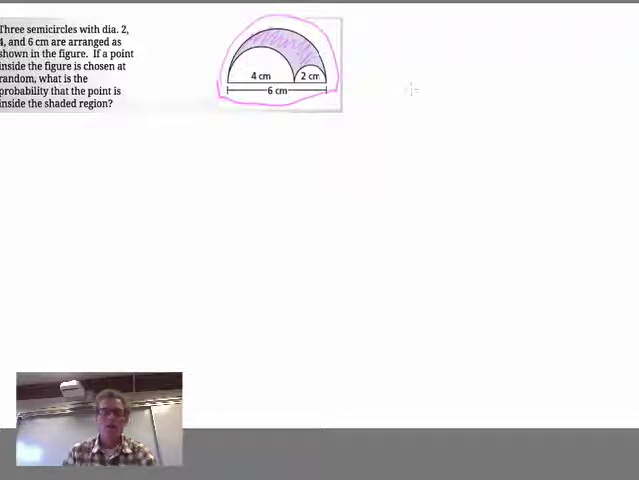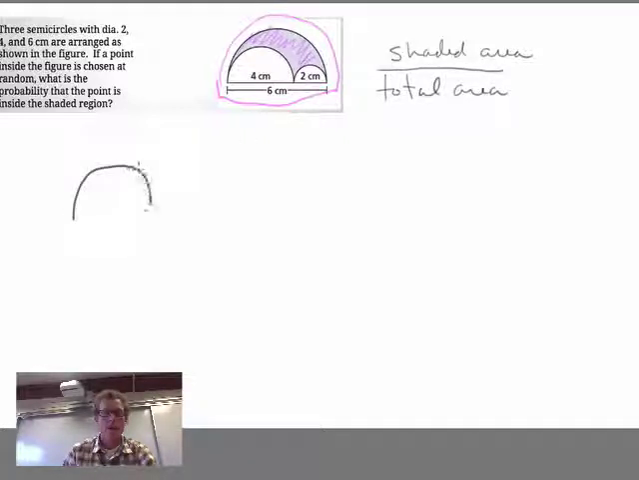Well, what we need to do is figure out the total area. So for starters, we need the total area. And then the area that we want is the shaded area. Okay, so to figure out the shaded area, well, the total area first. We know that we're going to have ourselves a large semicircle, and if the diameter is 6, the radius is going to be 3. All right, and then let's draw ourselves a circle here.